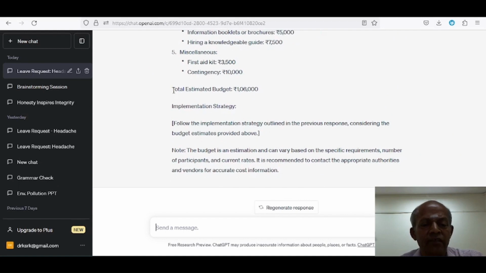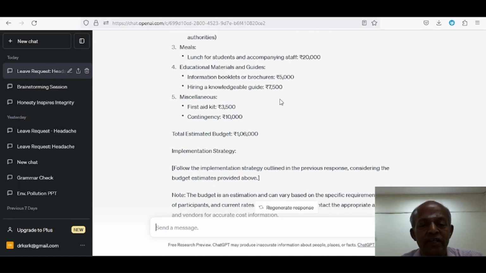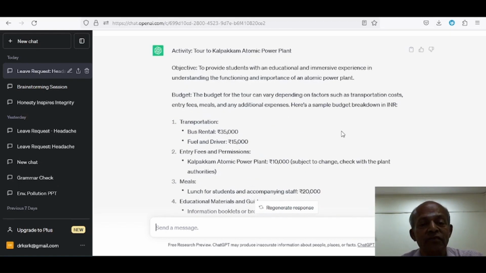So it has given the total budget of around 1 lakh something. In that way, ChatGPT can be utilized for organizational purposes also.